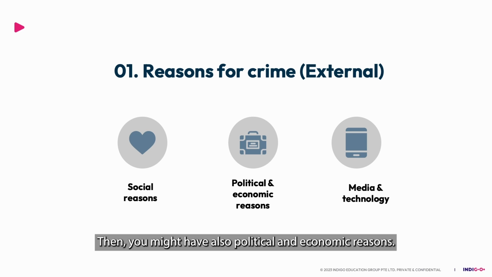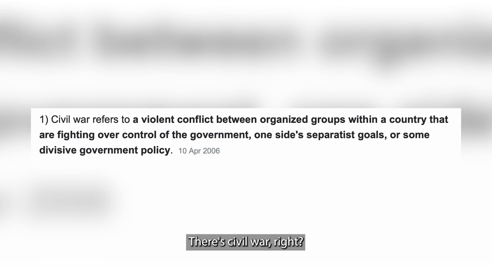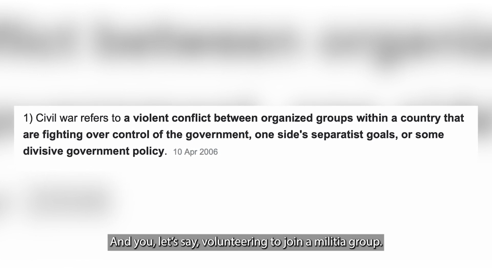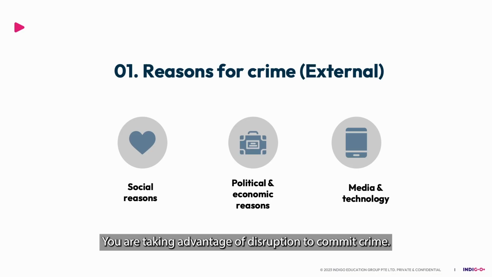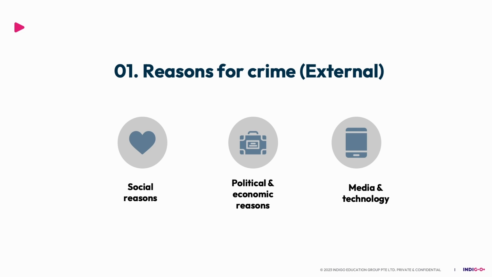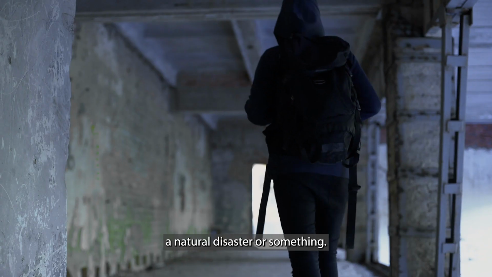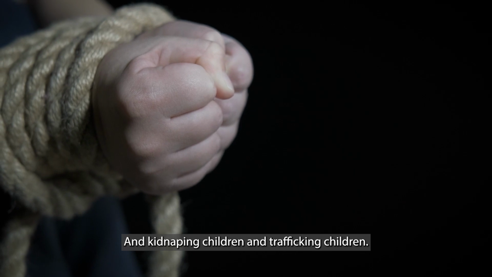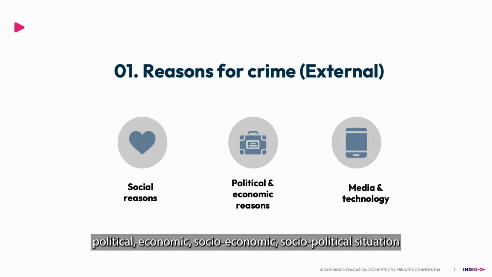Then you might also have political and economic reasons. So there's a lot of disruption in the country. There's civil war, and you, let's say, volunteering to join a militia group, that is crime, right? You taking advantage of disruption to commit crime. You taking advantage of civil war or a natural disaster or something, and kidnapping and trafficking children, right? That's also taking advantage of the political, economic, social situation to commit crime. Okay, now the last one could also be the idea of the new disruptors.